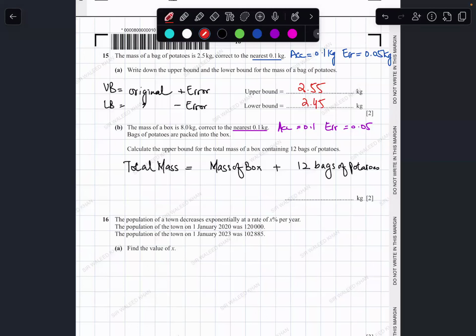Now apply the errors. To find the maximum possible value of the total mass, both the positive terms should have the upper bound. Then we are going to get the maximum possible value. So this should be the mass of the box, which is 8 plus 0.05, 8.05, plus 12 times the upper bound of a bag of potatoes, so that is 2.55. So 12 times 2.55. Multiply them. 38.65. Okay. Question number 15 is done.